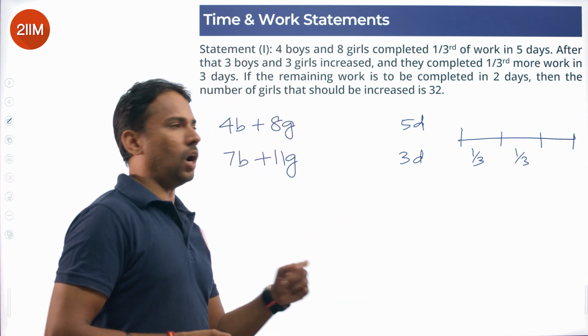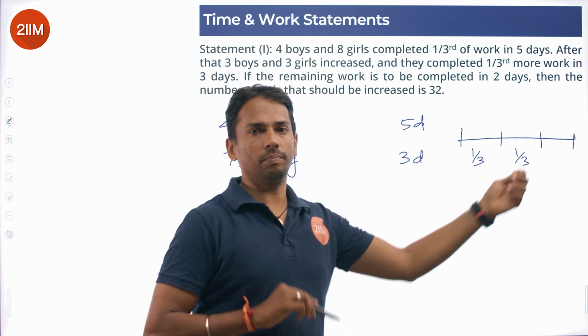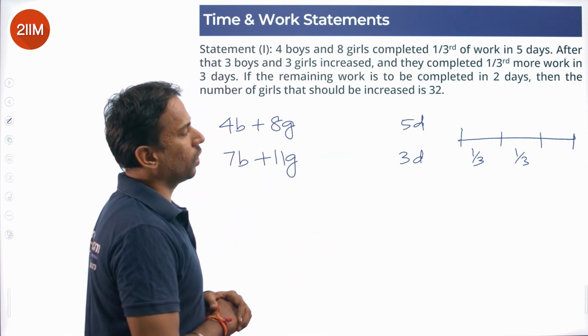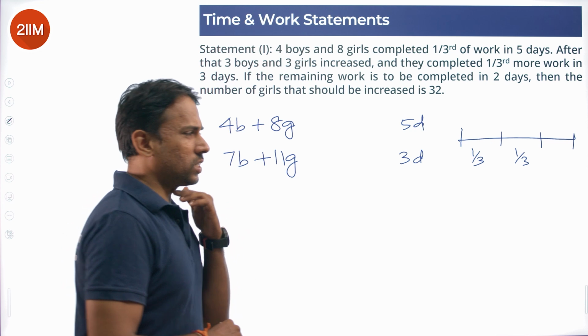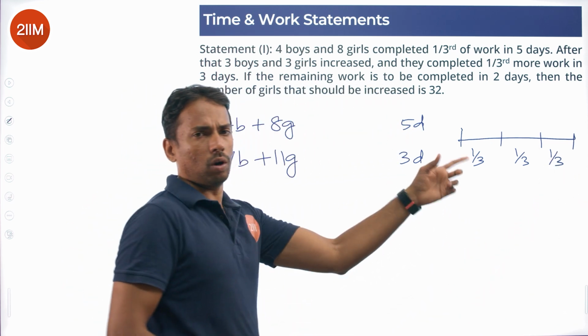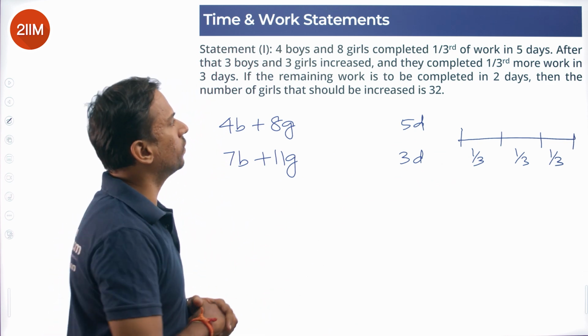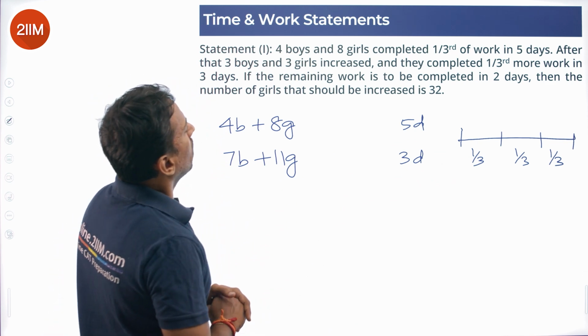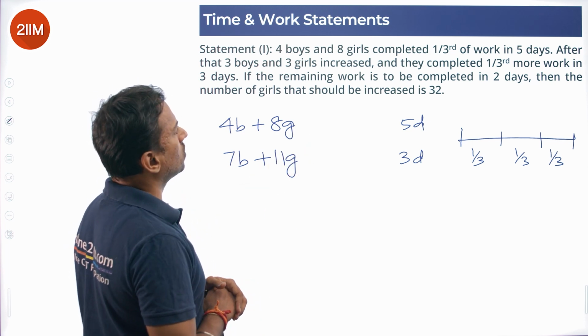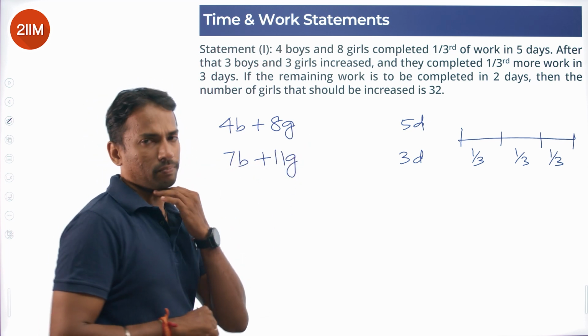So if at all you see the amount of work done, that's going to be the same. But the number of days taken by the team is going to differ. That means what we can understand is a simple conclusion: you still have one third portion of the work to be completed. If the remaining work is to be completed in 2 days, then the number of girls that should be increased is 32.